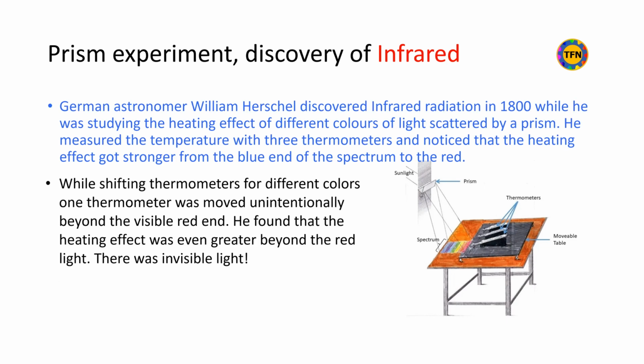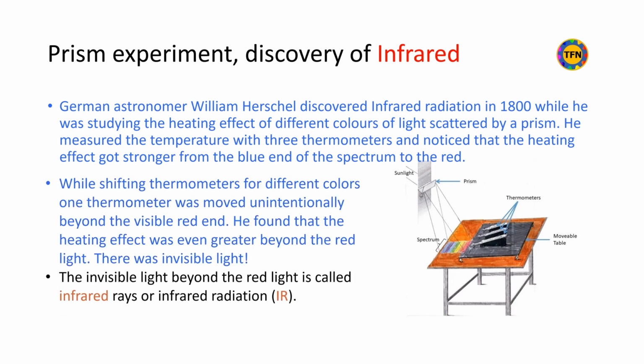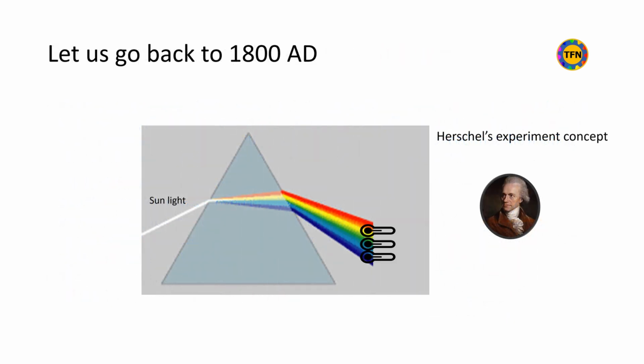He measured the temperature of different colors of light scattered by a prism. He noticed that the heating effect got stronger from the blue end of the spectrum to the red. The heating effect was even greater when he moved one of the thermometers beyond the visible red end. This is how he discovered invisible light in 1800. The invisible light beyond the red light is called infrared rays or infrared radiation, IR in short. This is Herschel's experiment concept that led to the discovery of infrared radiation.